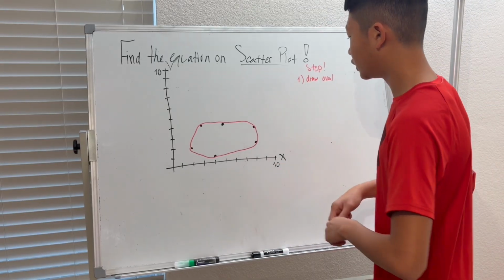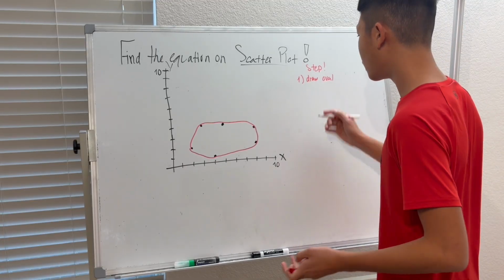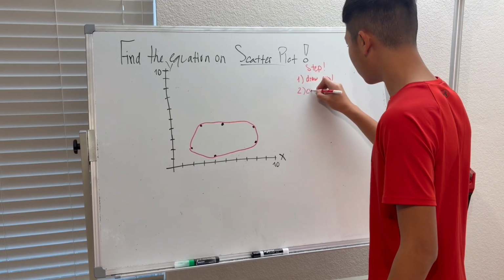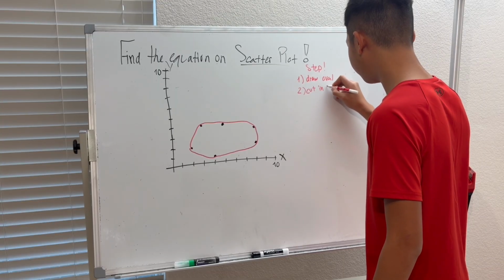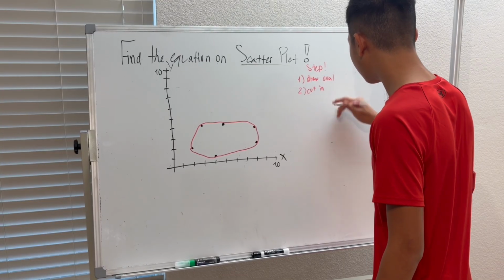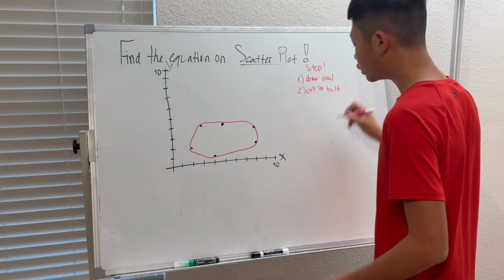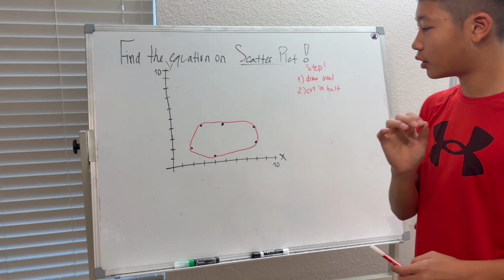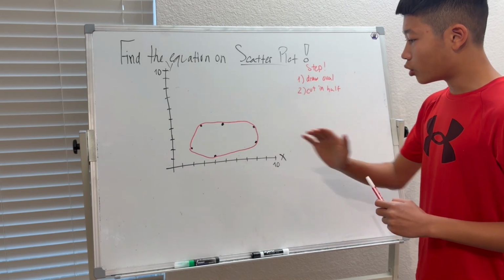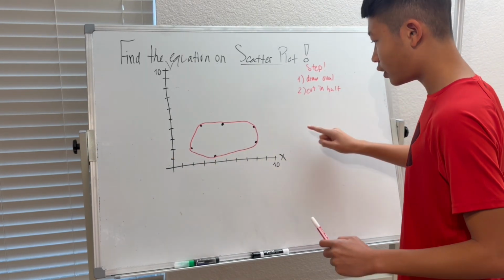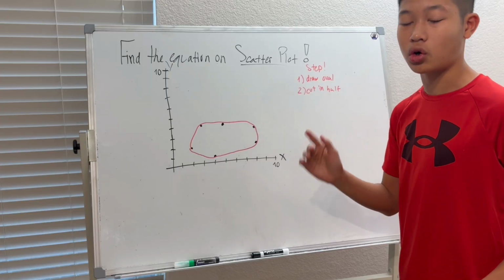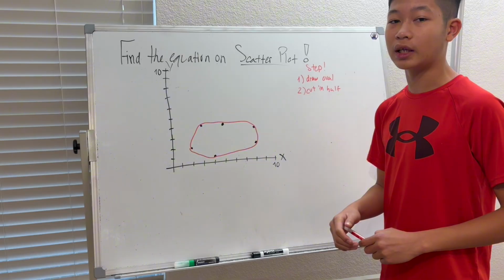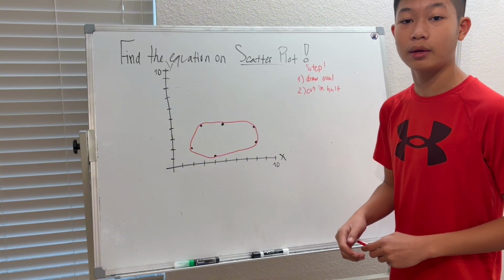Okay, I'm going to write step 2 for you. Step 2, you want to cut in half. So you want to cut the oval in half. When you cut it like this in half, some points are going to be on the line. Like that. So this is called the line of best fit.